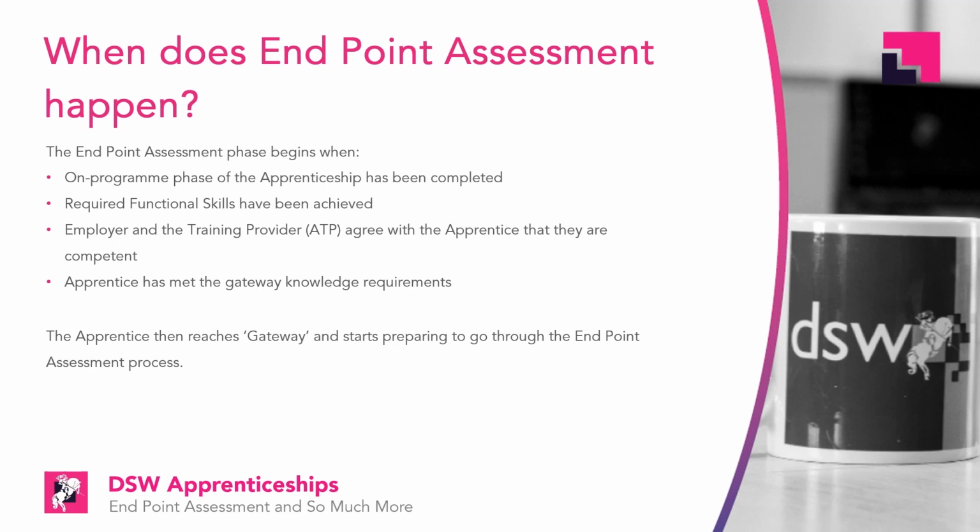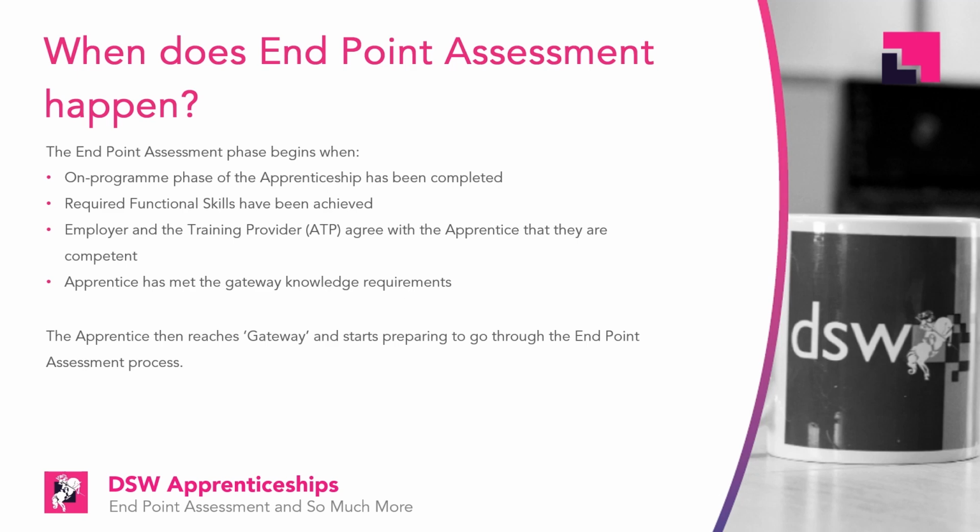The apprentice, employer and training provider must agree that the apprentice is demonstrating competence against the knowledge, skills and behaviours of the standard. Once the apprentice is Gateway ready, the training provider must submit the required forms to DSW's EPA Pro portal for approval. Further information on Gateway knowledge requirements can be found in the toolkit. Any forms requiring a signature must be completed using either a wet or digital signature, otherwise they will be rejected.